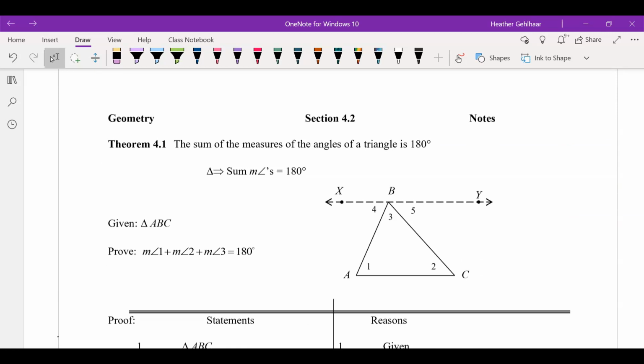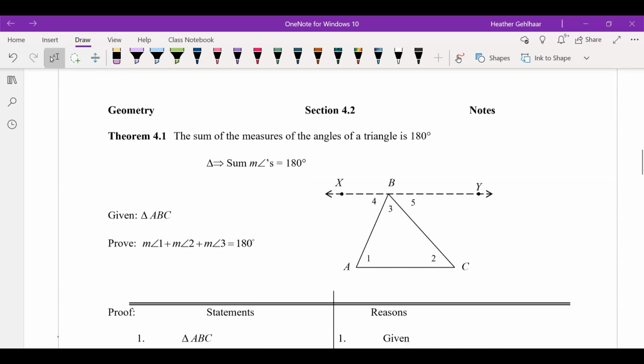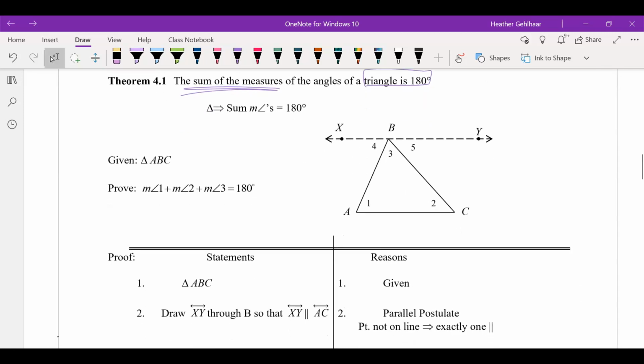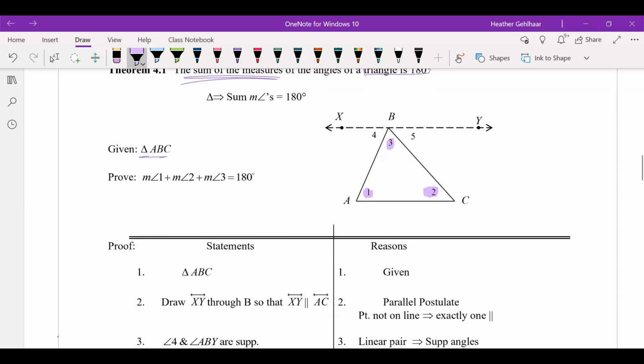This next one is going to be about a proof. We're going to do a proof about how the sum of the measures of the angles in a triangle is 180 degrees. Everything that you do can be done by a proof, and quite frankly, everything was done by a proof for you to be able to do it all. Here we are given a triangle. We want to prove that the measure of angles 1, 2, and 3 equals 180 degrees.